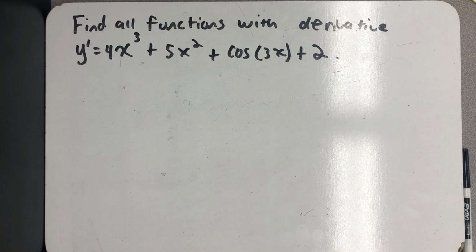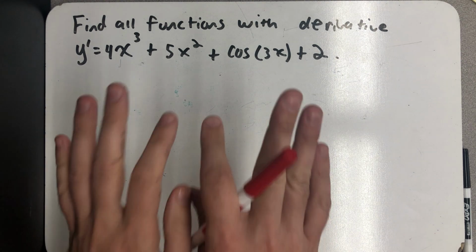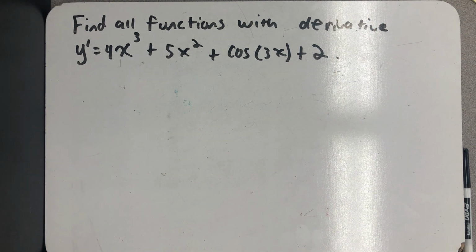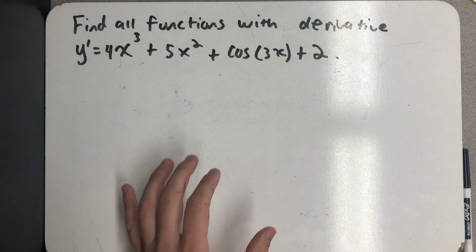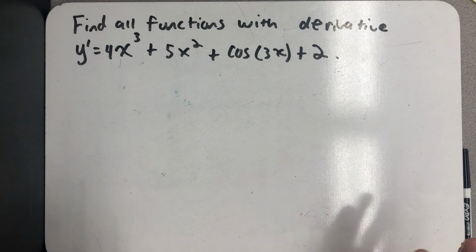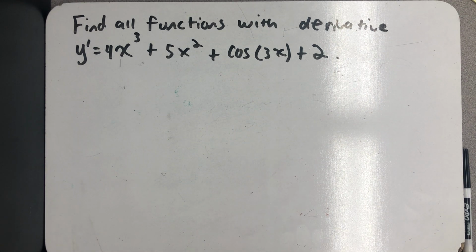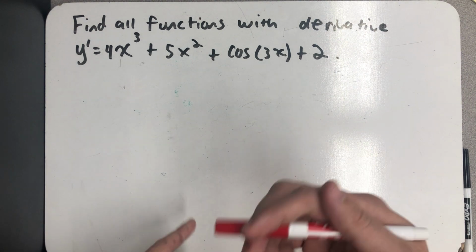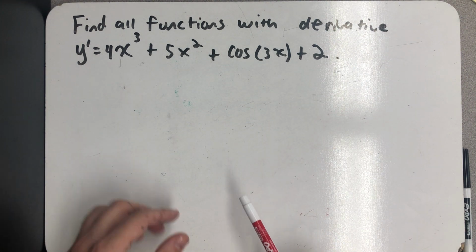We've been asked to find all functions with the given derivative of y prime equals 4x cubed plus 5x squared plus cosine of 3x plus 2. The second corollary to the mean value theorem tells me that every function with the same derivative, so any function with this derivative, differ from each other by at most a constant. So if I can find one function that has this as its derivative, all of the other functions are that function plus some constant.